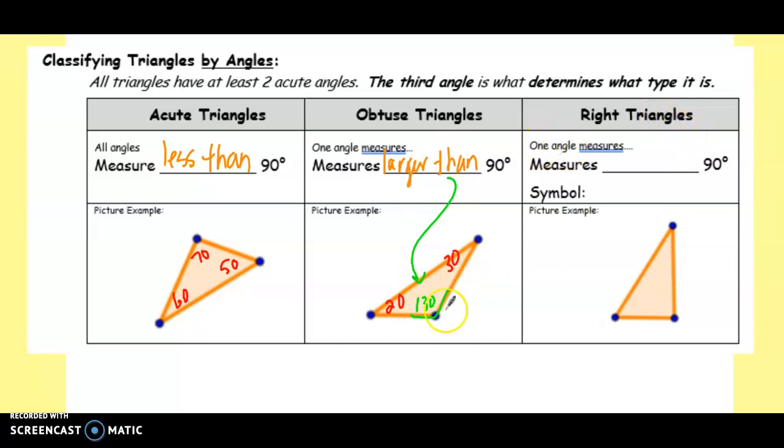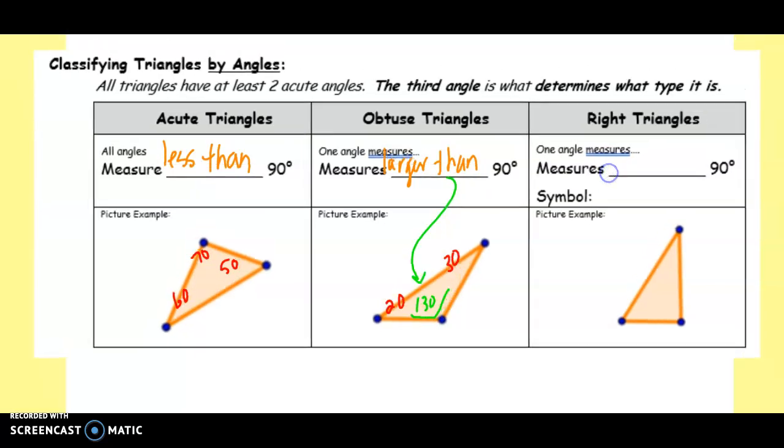In a right triangle, one angle is going to measure exactly 90 degrees. If I have measurements there, it could be something like 40, 50, and 90. You could also most distinctly see the symbol, which is a square. You may not see the number 90, but you would see this notation. That is a dead giveaway that it's a right triangle.